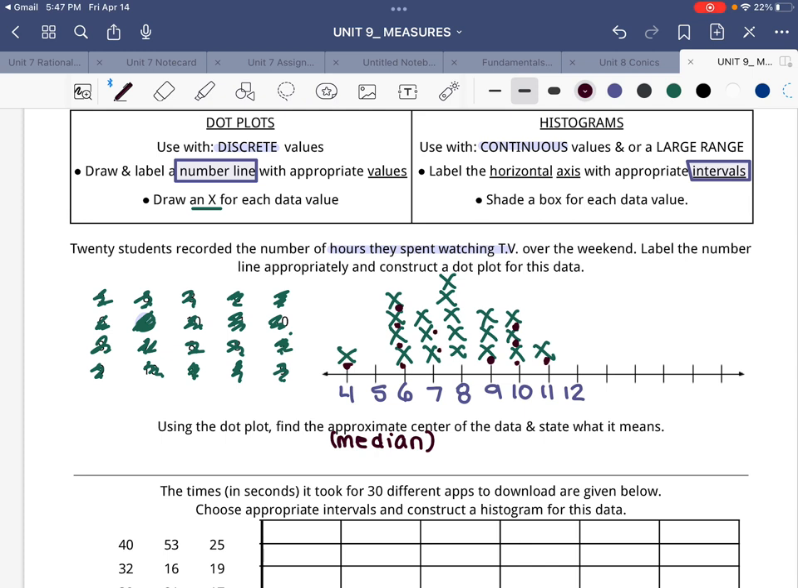I can cross out 2 of these with 2 of these. And then this one and this one. And then I can stop because it doesn't matter how many more I have left. They're all the same thing. Our median is going to be 8 because they're all 8s. So what this means is that the approximate average is 8 hours of TV over the weekend.